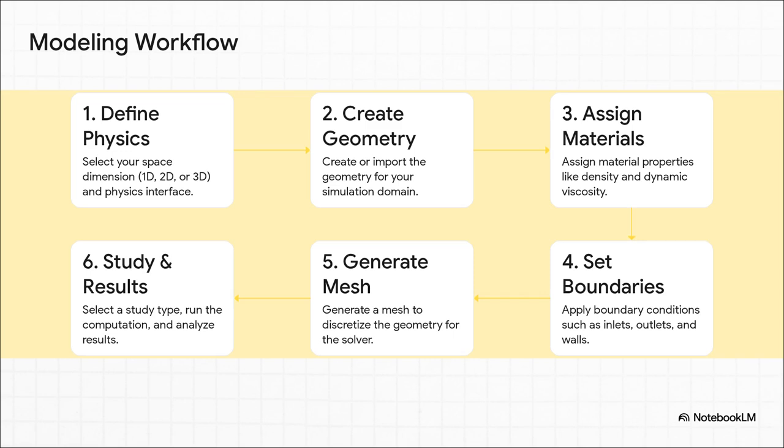I think of it like baking a cake. First, you pick your recipe, that's defining your physics. Then you get your ingredients, which are your geometry and materials. You set the oven temperature, those are your boundary conditions. Then you prep everything for baking by slicing it up, that's generating the mesh. Then you put it in the oven, you hit compute, and finally, you get to see how it all turned out. You analyze the results. See? Every step just flows logically into the next.